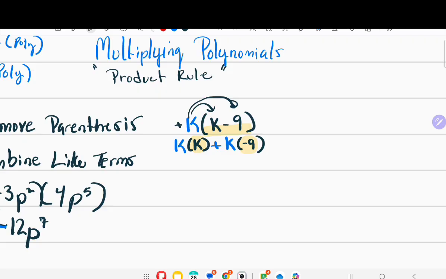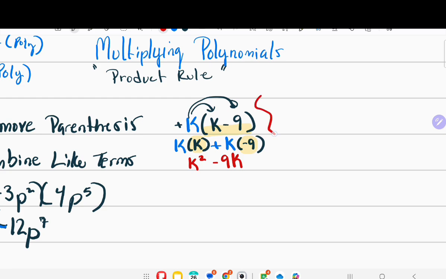Now, you have the same problem you just got done working. K times K. Remember, we multiply the same base. We're going to do what to those exponents? So that's K to the what? Second. And then K times negative 9 is negative 9 what? K.